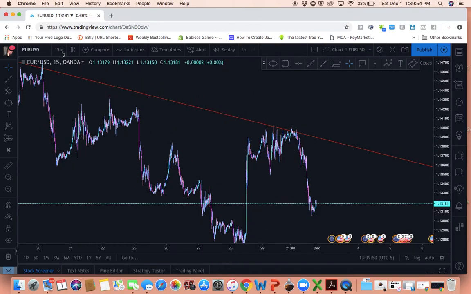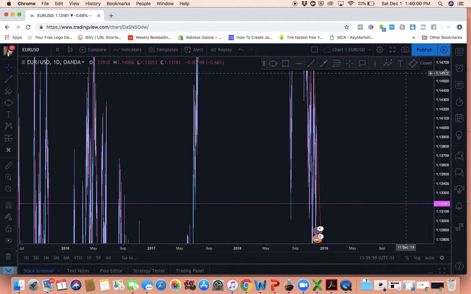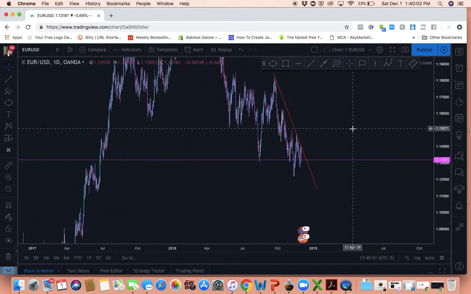This is the 15-minute, and I'm going to go back to the daily. So each of these candles is 15 minutes long. Each of these candles is a day long. They take a day to close.